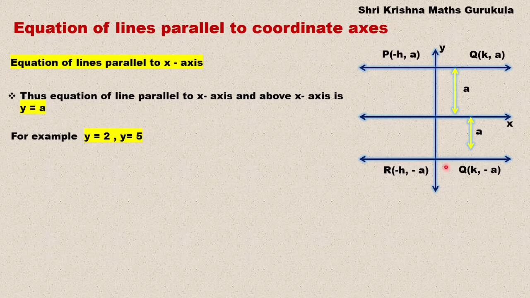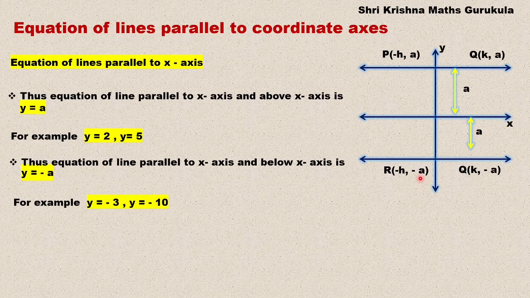minus a. What is changing here? Only the x coordinate is changing. The y coordinate is a constant here. That is the distance, which is this a units. Because it is below the x-axis, it is minus a. The y coordinate happens to be minus a. So the equation of the line parallel to the x-axis, and if it is below the x-axis, would be y is equal to minus a. For example, y is equal to minus 3, y is equal to minus 10, and so on. So hope this is clear now.